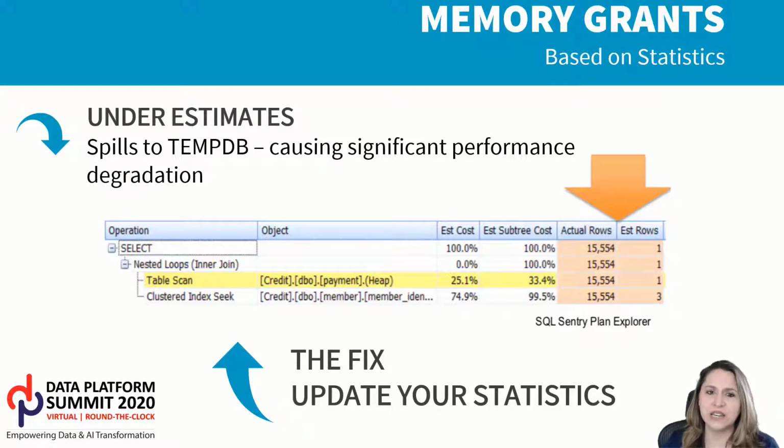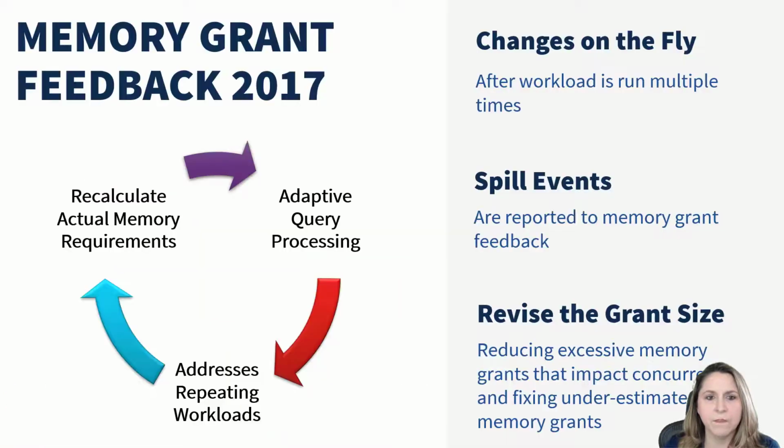So if you see big giant gaps between your actual and your estimated, make sure you're updating your statistics and doing statistics maintenance on a regular basis to make sure those numbers are aligned and you don't get into the spill to Tempdb fiasco. So if you see a spill, double check your estimated versus actual rows, update your statistics, and it should fix the problem.